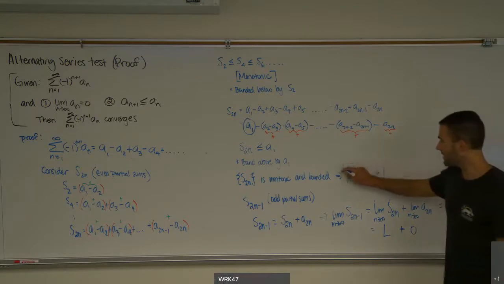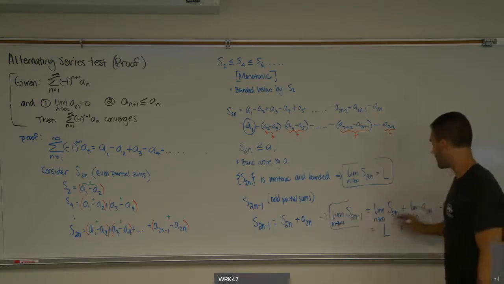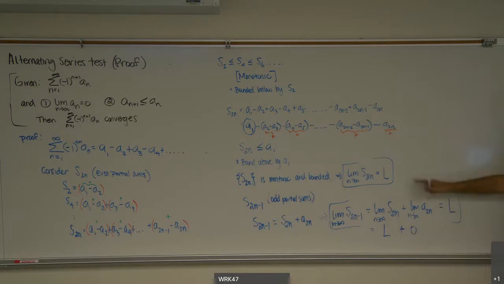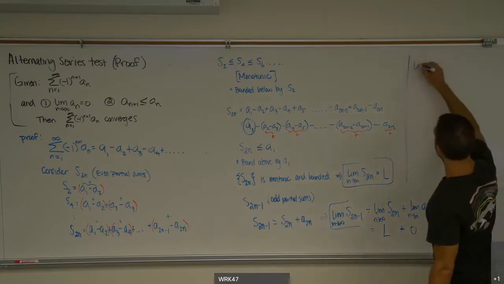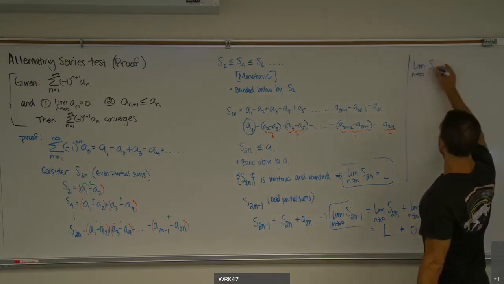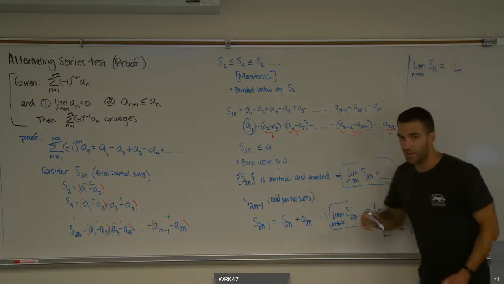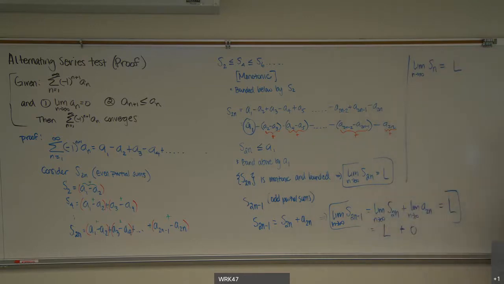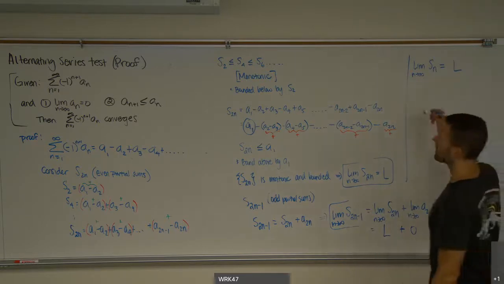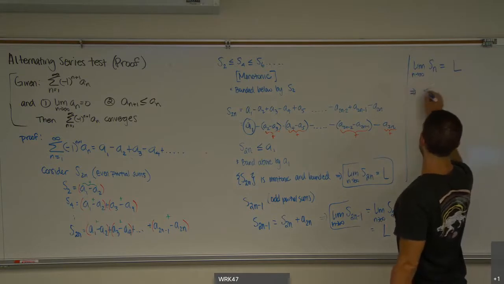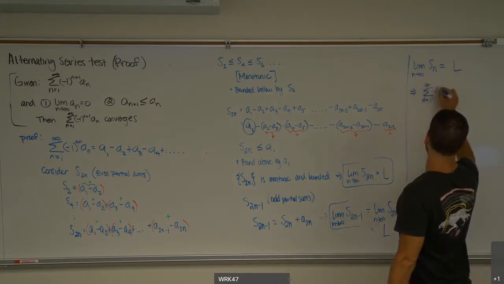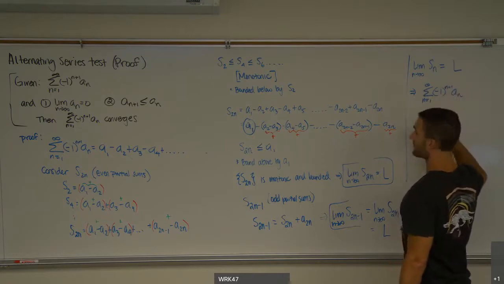So since now a2n goes to 0, and the even partial sums go to L, the odd partial sums also converge to L. That means all the partial sums converge to L. We can say now all the partial sums, the even and the odd ones, both go to the same place. So the partial sums as a whole go to L. And what does that mean? That means that the series converges. Right? The partial sums converge, which means the series converges.